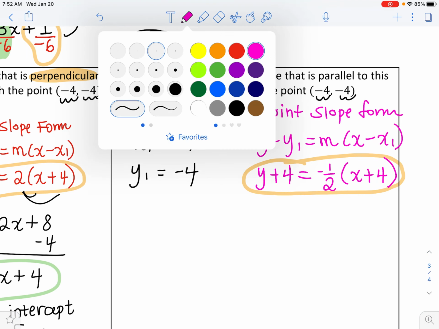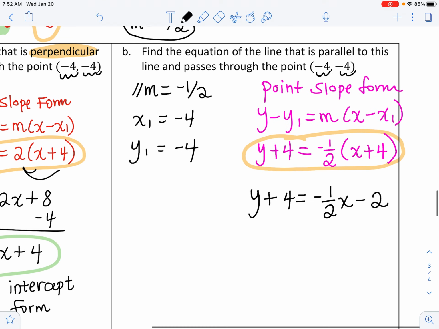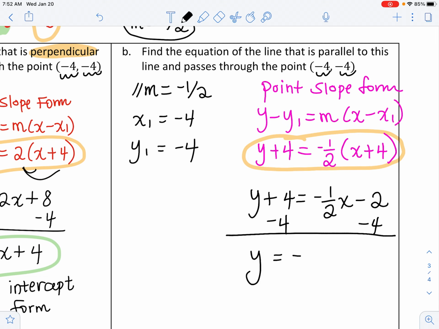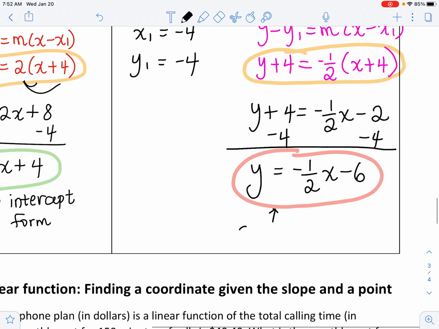But if I continue to go on, I can distribute the negative 1/2. And negative half of 4 is negative 2. And lastly, subtract 4 from both sides. We'll get y equals negative half x minus 6. And what we just found, this is the equation in slope-intercept form.